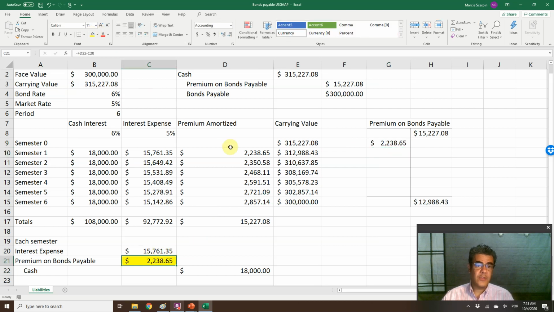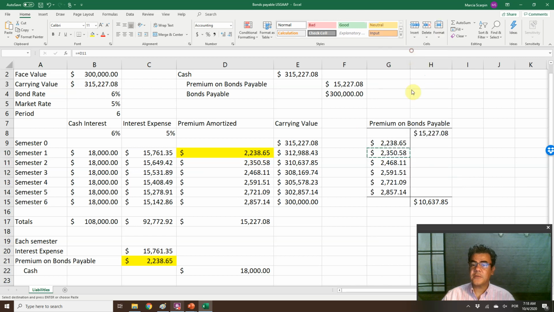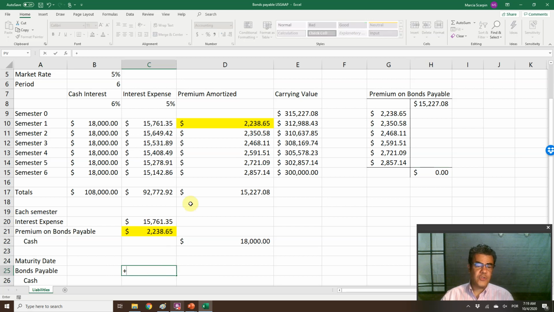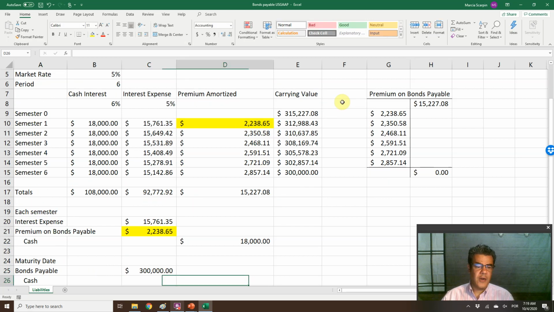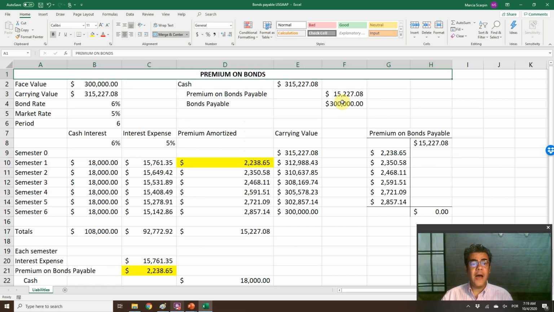And if we double check here, those numbers must match. Okay, and then after each semester, we would be doing these amounts here. At the end of our 6th semester, we close our premium on bonds payable. And then at maturity date, we pay it. So debit bonds payable, $300,000, credit cash, $300,000. Okay, guys?